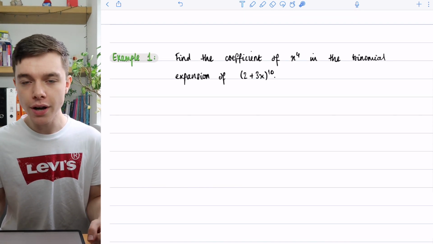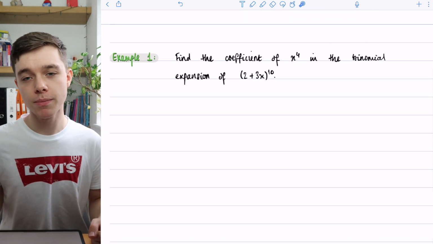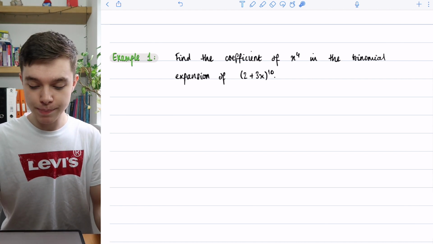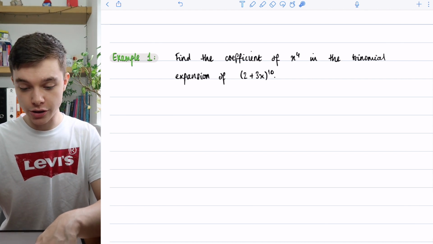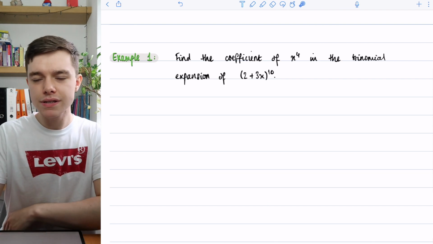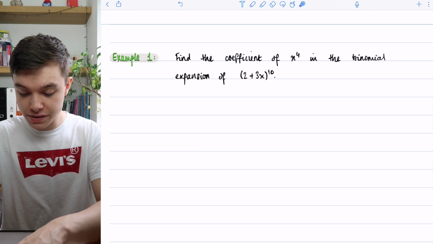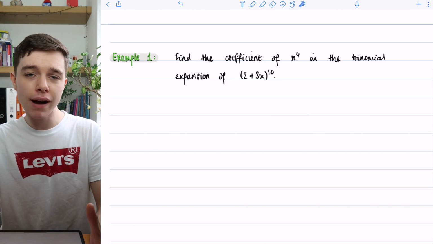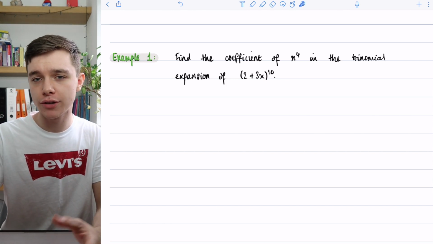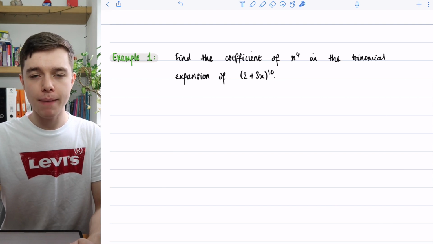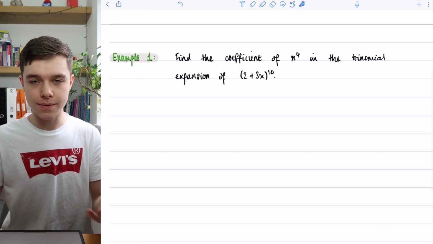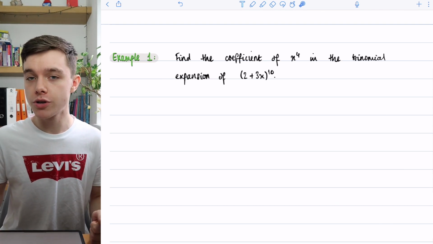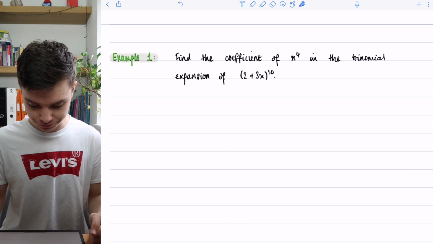So, example 1. Really, when we're solving problems including binomial expansion and binomial terms, we're wanting to find coefficients. We may have a k in the bracket and know a coefficient, and then we want to find the value of k. We'll have a look at an example like that in a minute. But for this example, we're just wanting to find a coefficient.